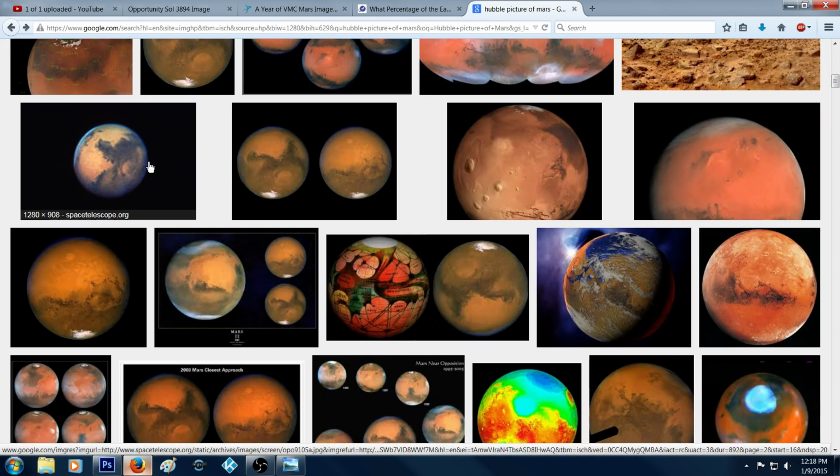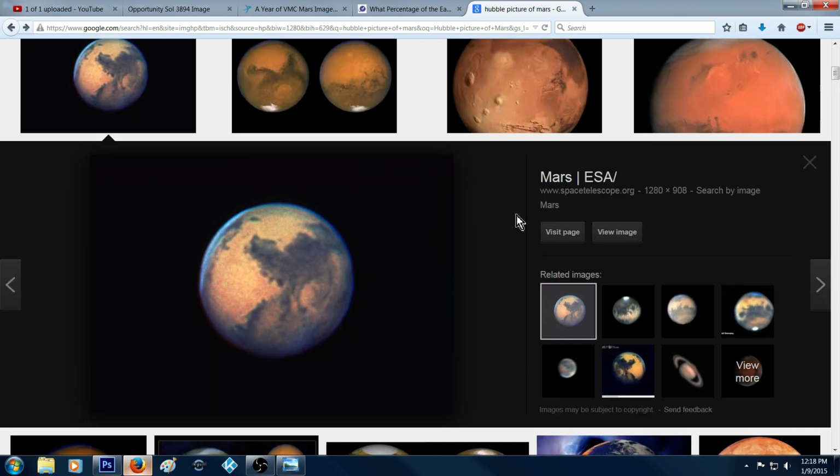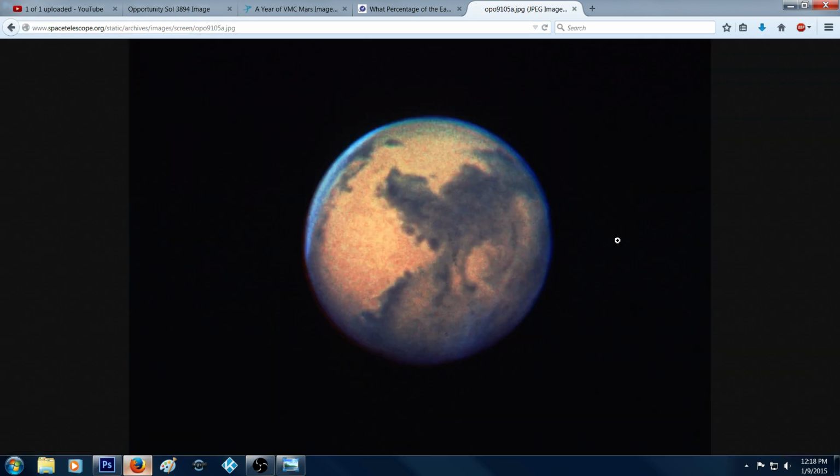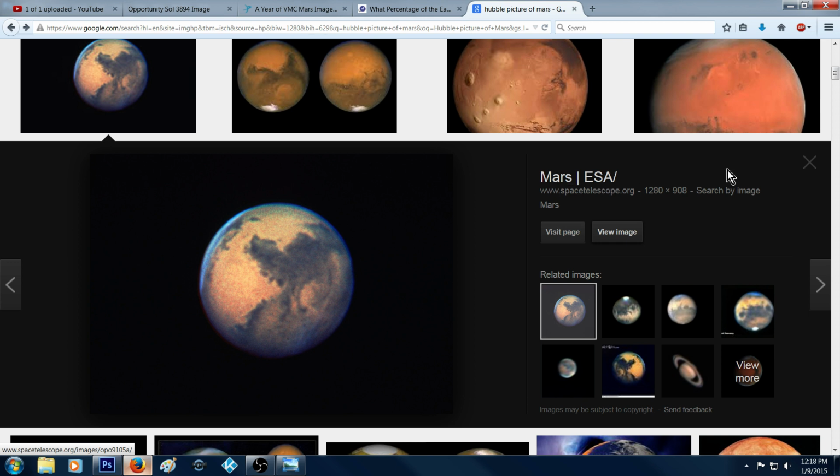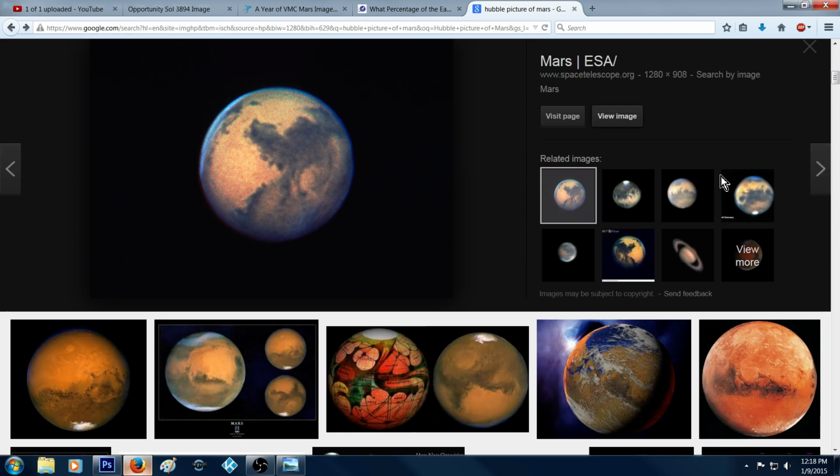And there you go, but here you go. A different Space Telescope.org. You guys tell me. I'm confused. And that says, you can see it right there. What does it say right there? Mars ESA. You tell me.